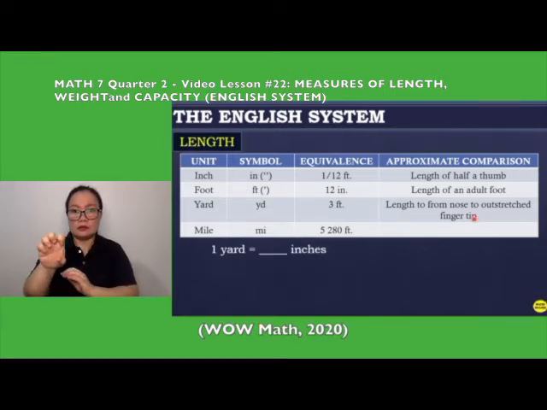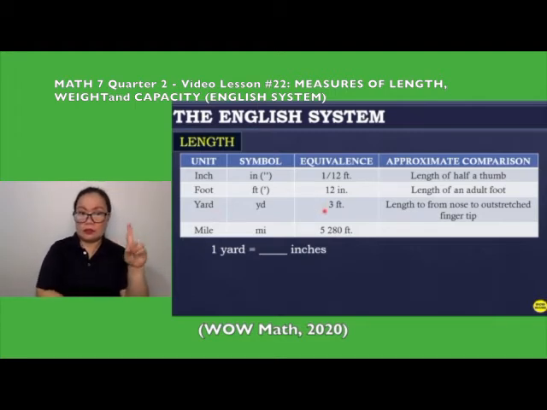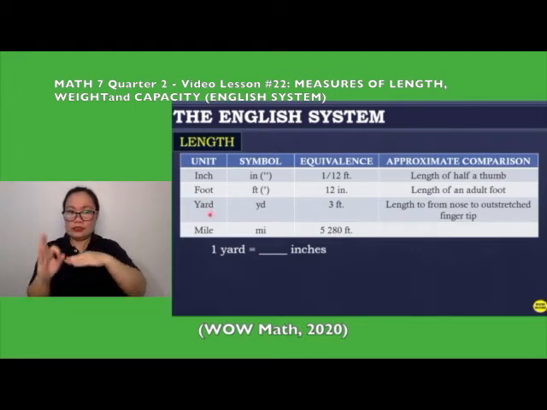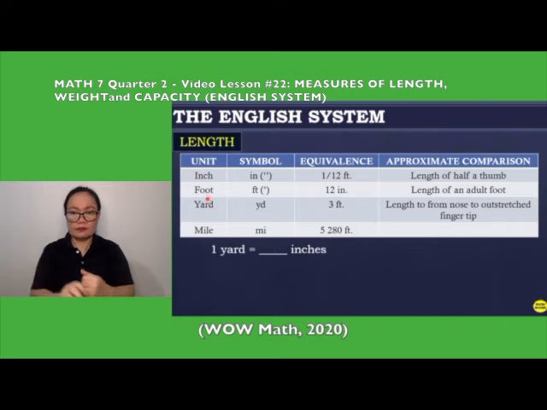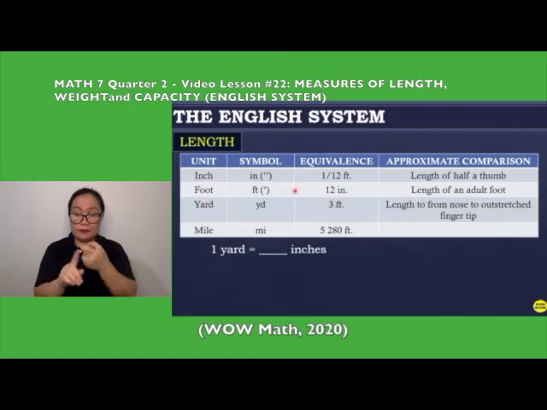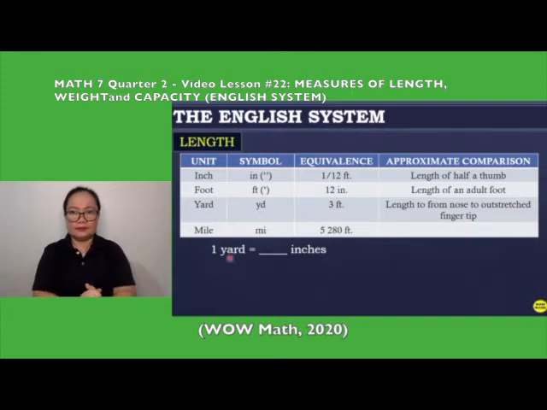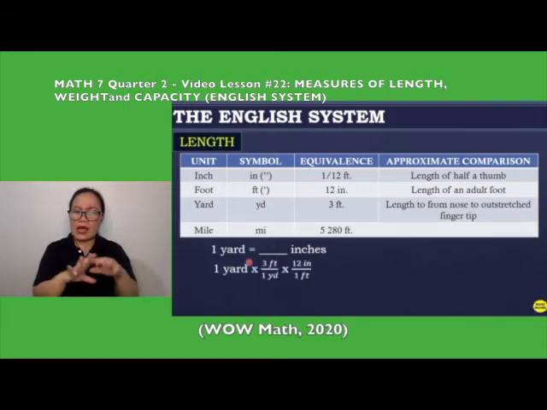Okay. Now, remember, if you are converting, let's say for example, yard to feet, okay? Yard to feet, pagpakanan tayo, if you are from left to right, multiply. If you are from right to left, divide. Okay? So, yun lang yung tip na maibibigay ko. Okay. So, you are asked to convert 1 yard is how many inches? Okay, so 1 yard is how many inches? Paano natin siya gagawin? Okay, tingnan mabuti.